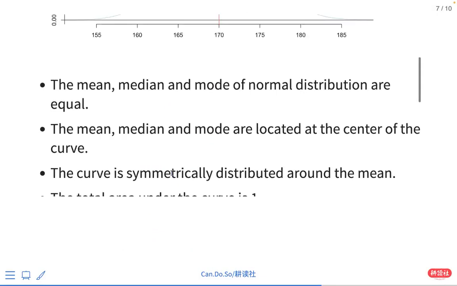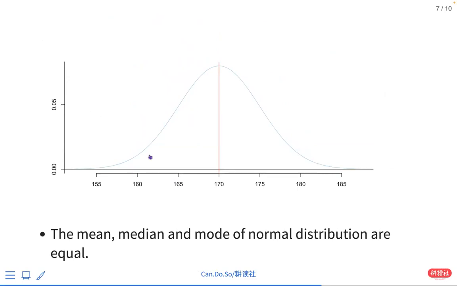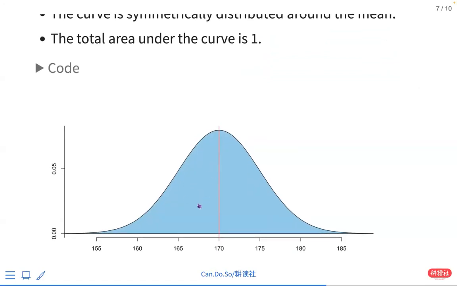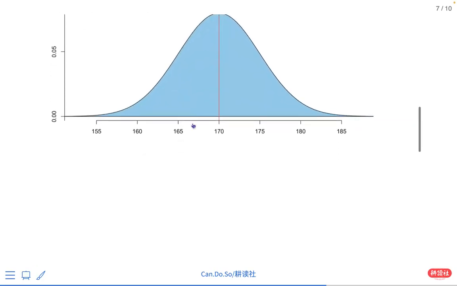And the total area under the curve is 1 because we use this to measure the probability of each data's frequency. So we know that if it's a probability, the total must be 1, which means 100%. This is the curve, and this is the area under the curve, which I show in blue color.